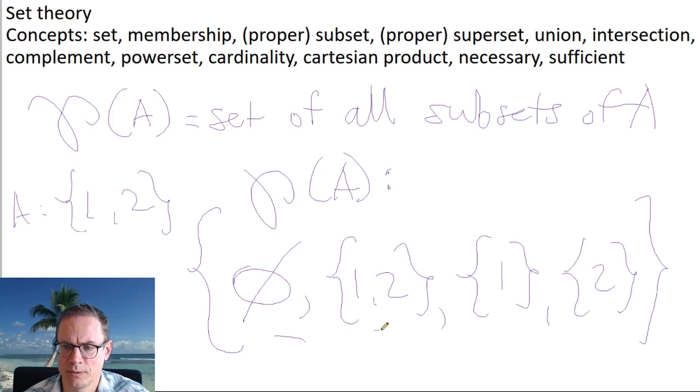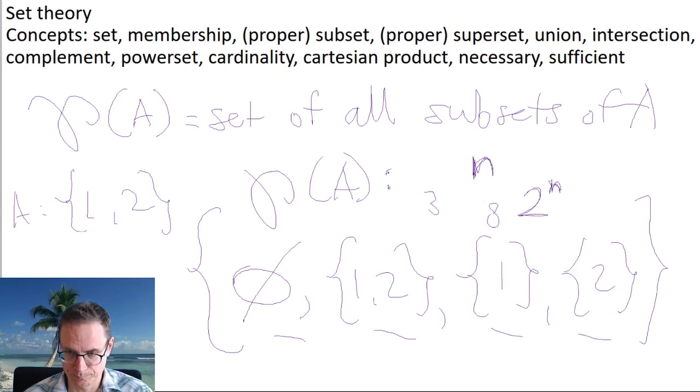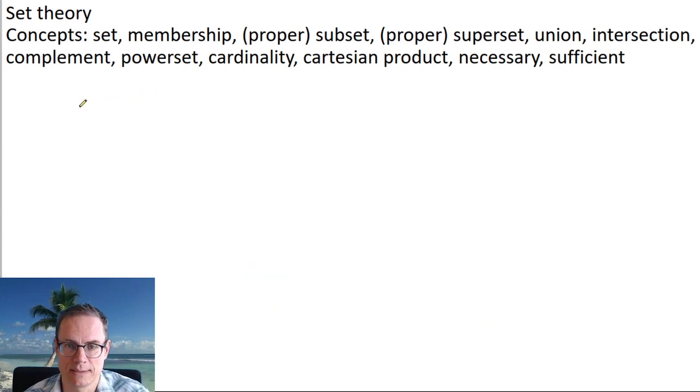So we have 1, 2, 3, 4 elements in the power set of A. And it turns out that whenever A has size n, the power set of A has size 2 to the power of n. Okay. So in this case 4. If A had 3 members, the power set would have had 8 members, because 2 to the third is 8. Alright, so that's very quickly what the power set is.